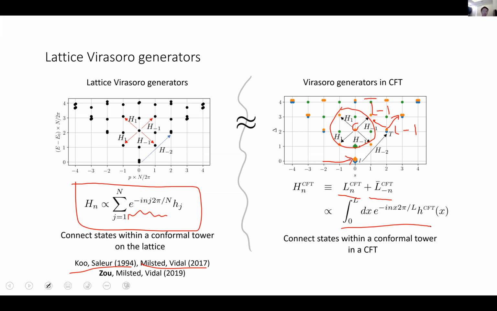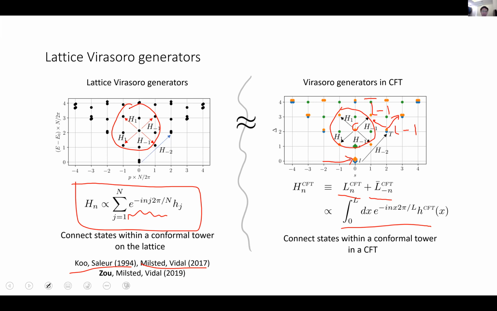And indeed, we see that if we really do this with lattice operators, the H1 and H-1 will exactly do the same thing. Of course, with finite size corrections. Okay, and this already shows that this lattice Virasoro generator works.